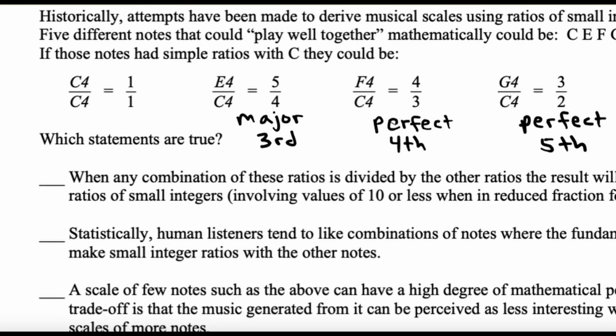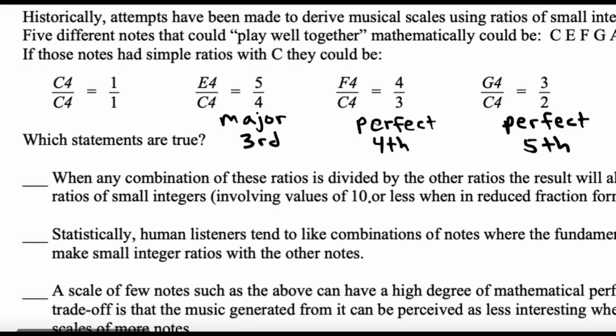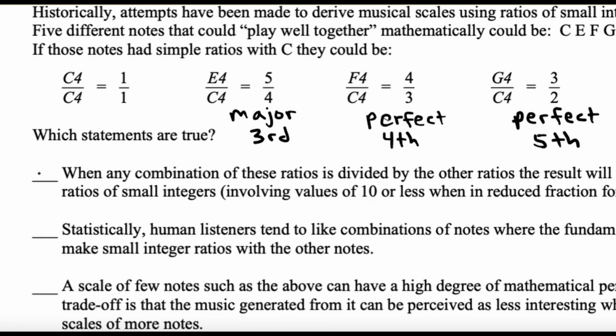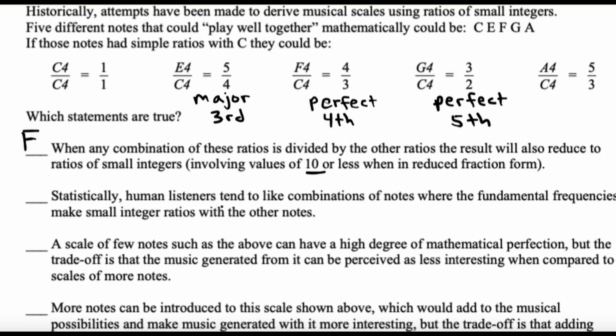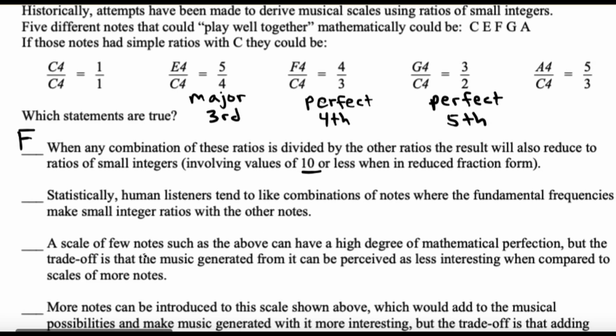I will tell you that on the real test, it's going to say involving values of 16 or less. So right now it's false because it says 10 or less, but on the real test it's going to be true because it's going to say 16 or less. So next one, statistically human listeners tend to like combinations of notes where the fundamental frequencies make small integer ratios with other notes. That is true. That was the point of Lab 5.